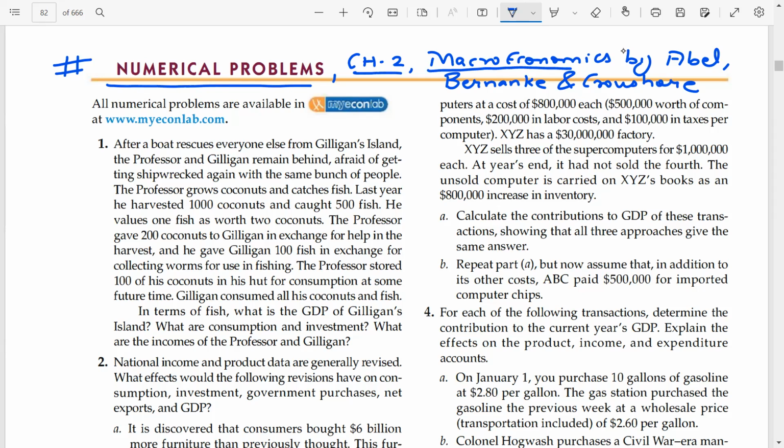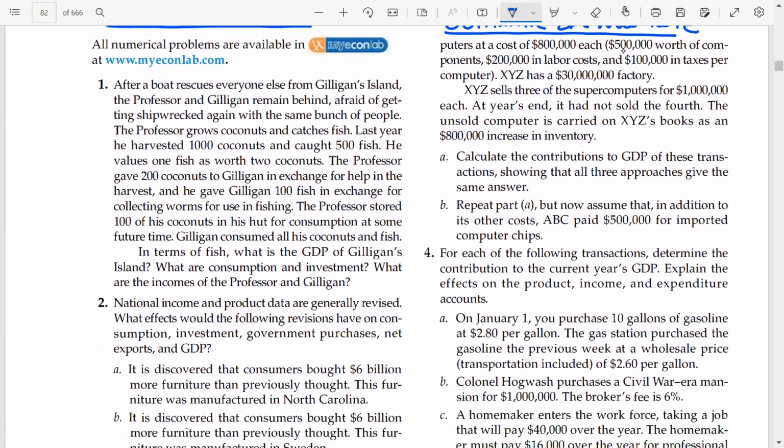For theoretical problems, you can refer to my lecture notes. I will be taking up the numerical problems for discussion. In this particular lecture, we are looking at problem number 1, and if time permits, we are also going to look at problem number 2. So let's look at problem 1.